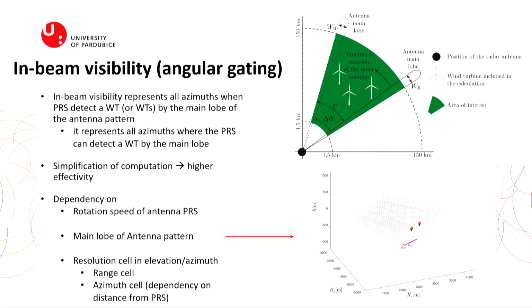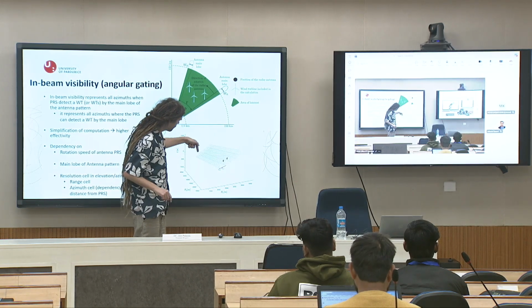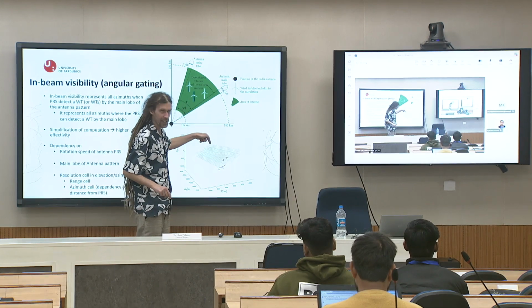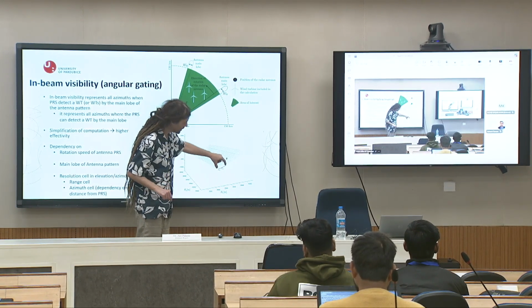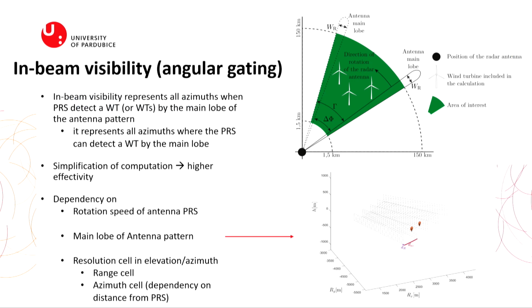In beam visibility, it is interesting because imagine we have this. Okay, first I will show you this one. Do you see this individual range cell? You can see that when you are far, it is longer than there because we are in polar coordinates. And still this is one range cell. I put this picture to show what a range cell is.